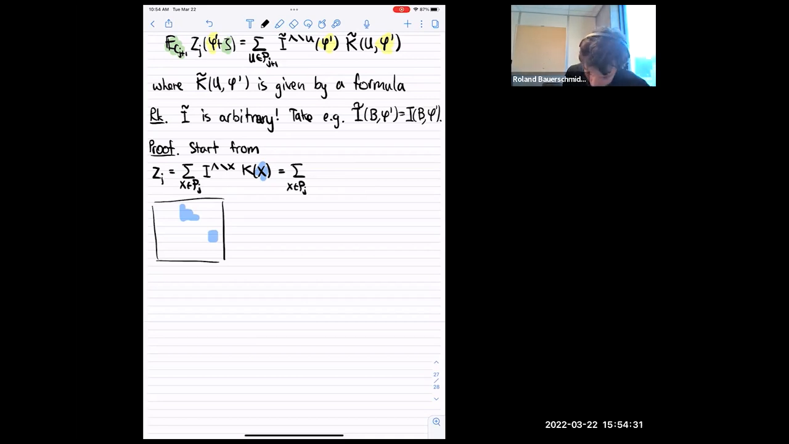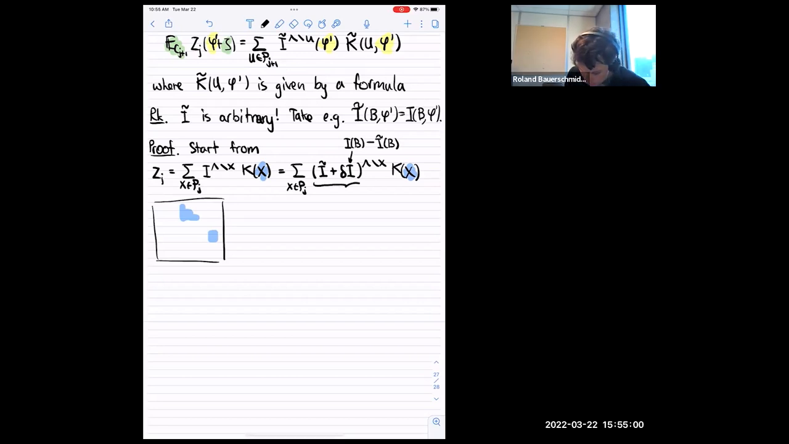What we can always do is write I as I tilde plus I minus I tilde, and I'm going to write this as delta I. So delta I is I of B minus I tilde of B. We'll take this to the power lambda, take out X, then there's K of X again. So again, K of X, this X is blue.